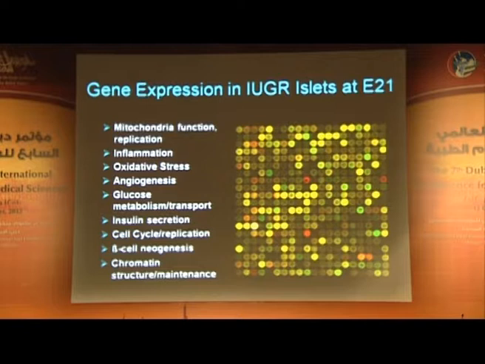Obviously, we expected that based on what we had seen in terms of a decreased vascular supply, glucose metabolism, insulin secretion, beta cell neogenesis, making new beta cells, as well as chromatin structure and maintenance, and I'm going to talk a little bit about that. So many, many pathways were altered in beta cells in the IUGR animals, and this was found in the fetuses. So even shortly after that uterine artery ligation, between 24 to 48 hours later, you still find profound changes in expression of lots of different genes.